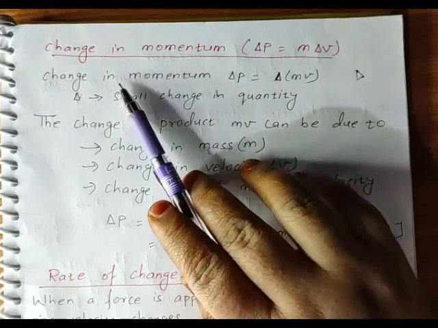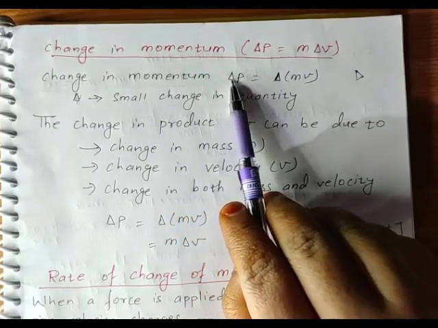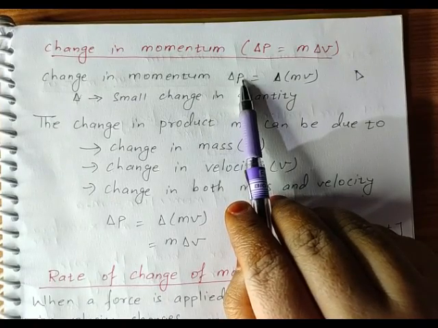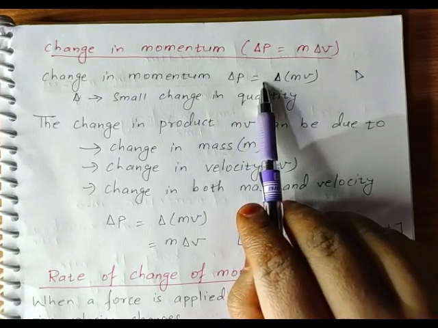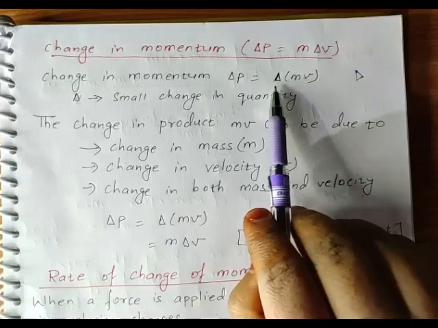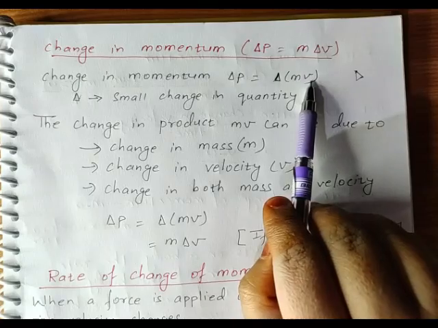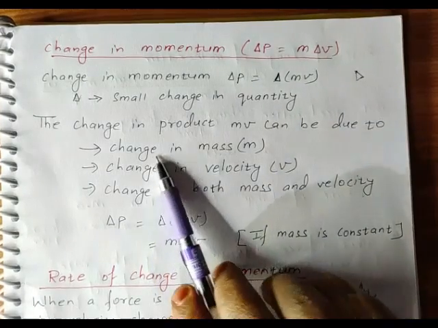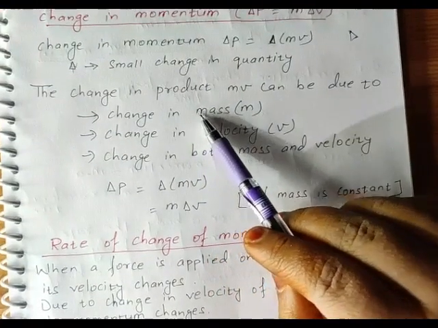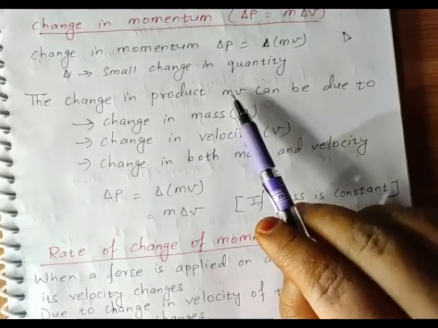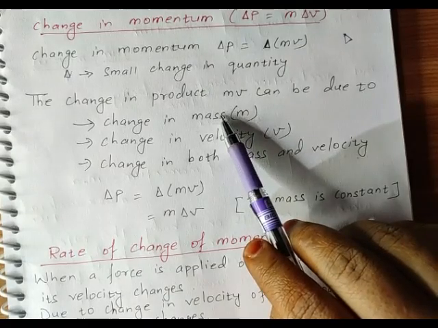So now we will study change in momentum. Delta p means change in momentum. p stands for momentum, delta stands for change. So change in momentum is equal to delta of mv. Delta means change in mass into velocity. Now, how does this change in momentum come? What is responsible for change in momentum? So many factors can change the momentum.